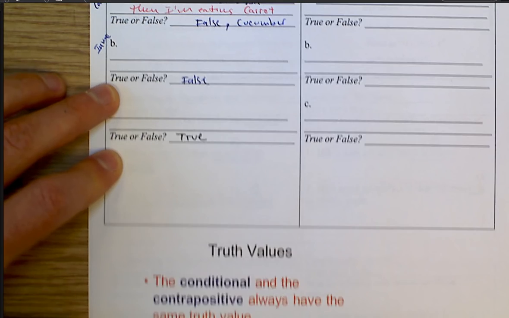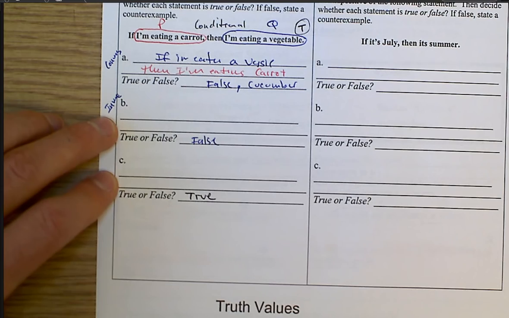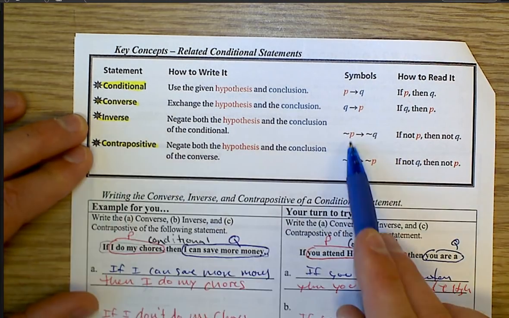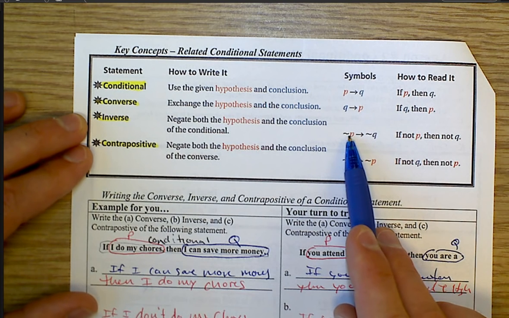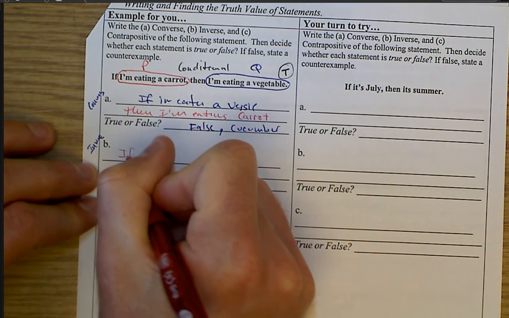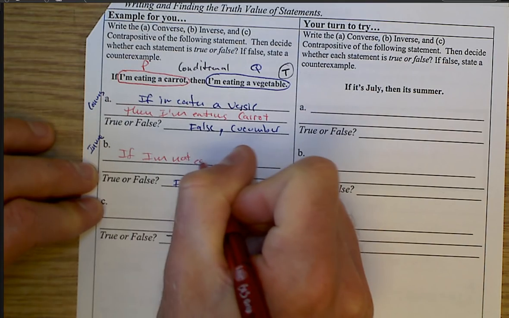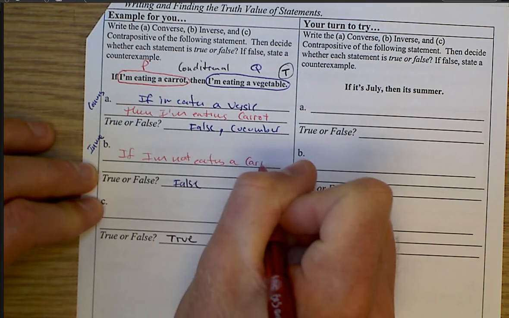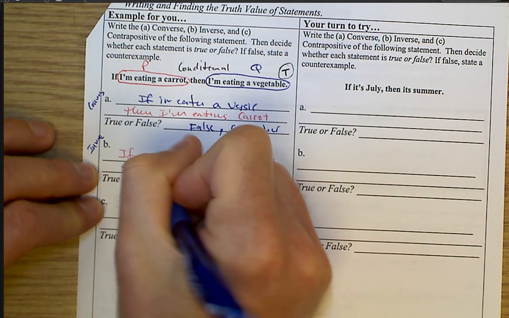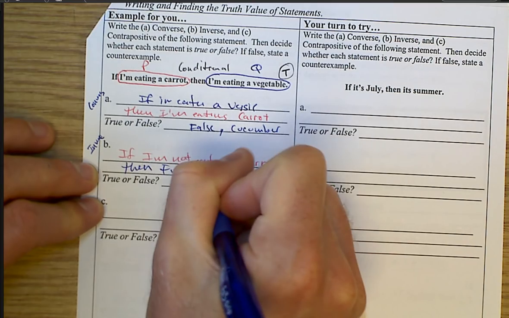Now let's write in our inverse. Do you remember what your inverse is? If you forgot how to write your inverse, go back to here, look at your inverse. Here's what you have to write. You have to negate your hypothesis and negate your conclusion. So come back here. If I'm not eating a carrot, then I'm not eating a veggie.